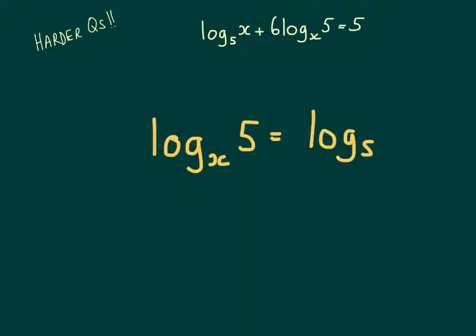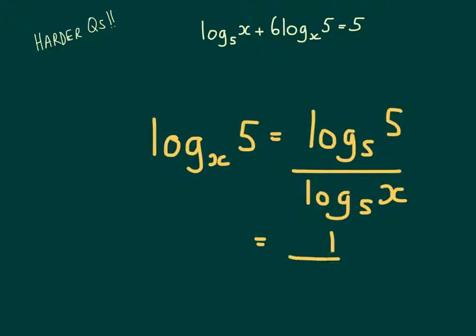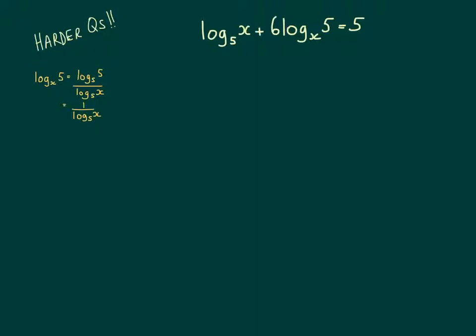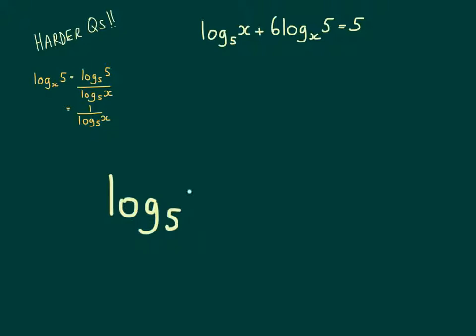So we change log to the base x of 5 to log to the base 5 of 5 over log to the base 5 of x. Then log to the base 5 of 5 obviously is going to be 1, because 5 to the power 1 gives us 5. So I can change that using the change of base rule into 1 over log to the base 5 of x. So we make that change, our equation should become slightly easier to deal with.